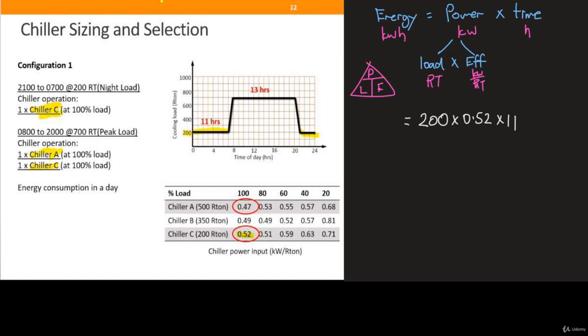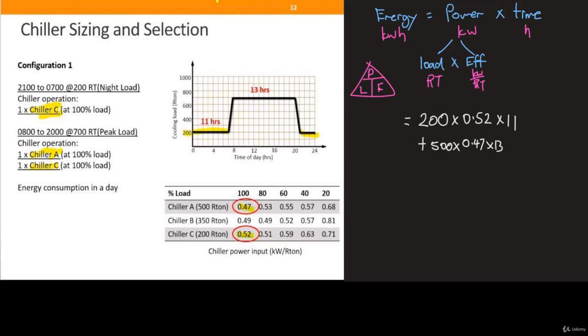So you have to include the peak period as well. So you have to plus the peak period, which is 700. Okay, you shouldn't get 700 because you are running 1 chiller A at 500 ton, 1 chiller C at 200 ton. So if we look at chiller A first, it will be 500 ton multiplied by the efficiency of chiller A at 100%, which is 0.47. Okay, you have to get it from this table, 0.47. Multiply by 13 hours, okay, because that's a peak period.